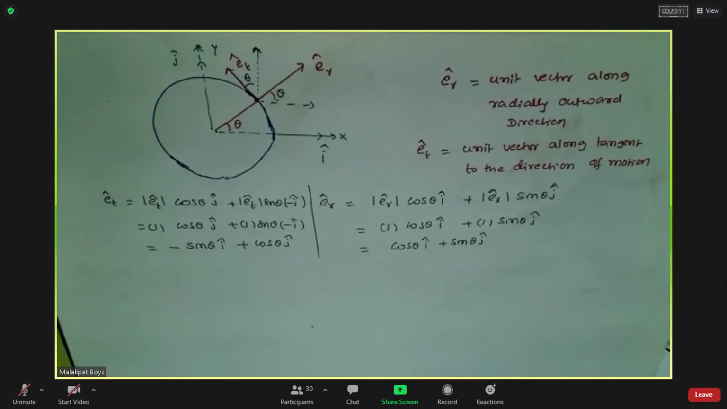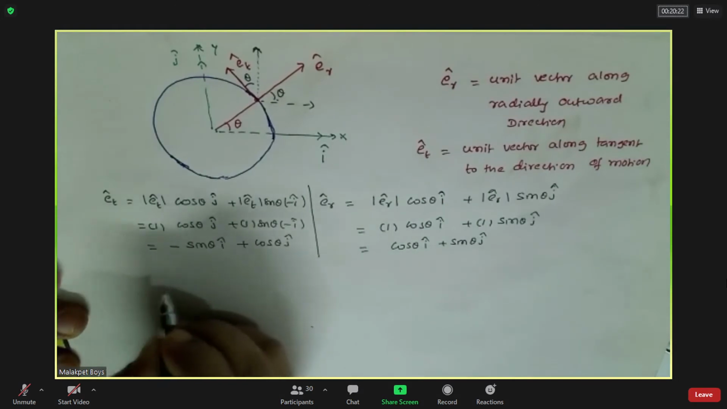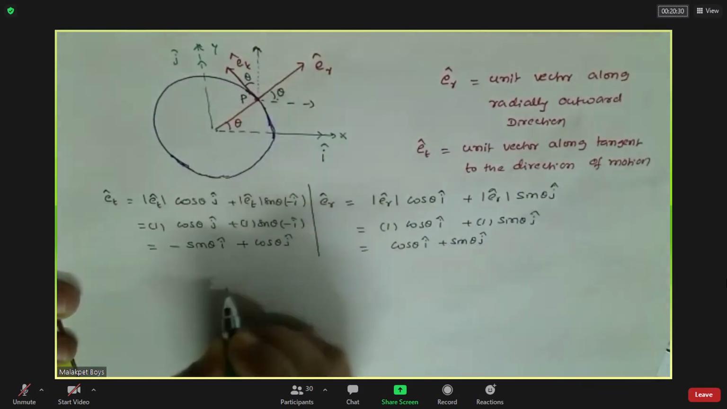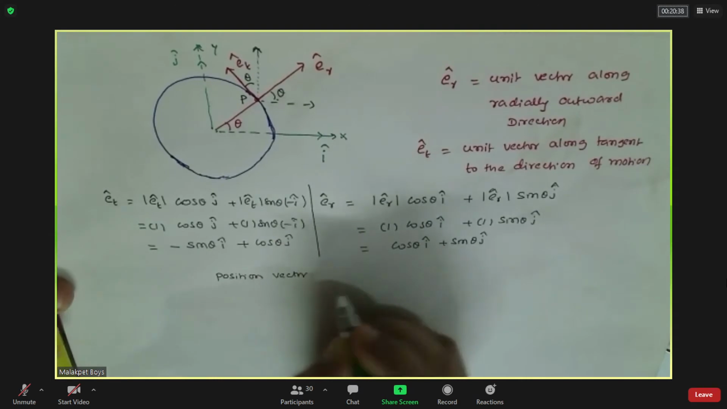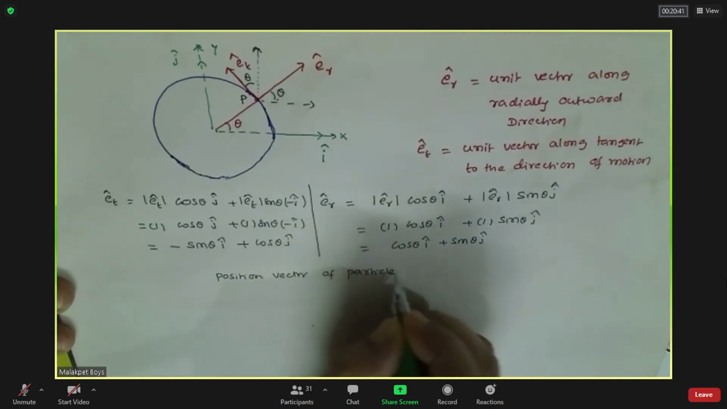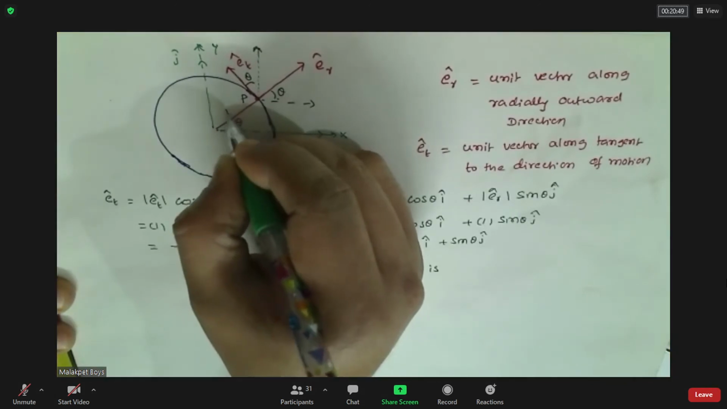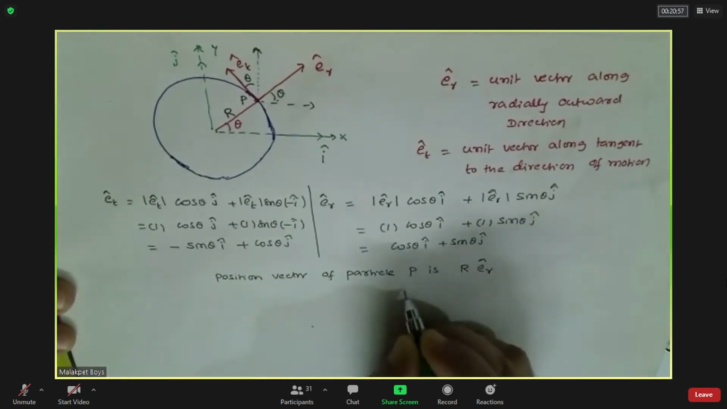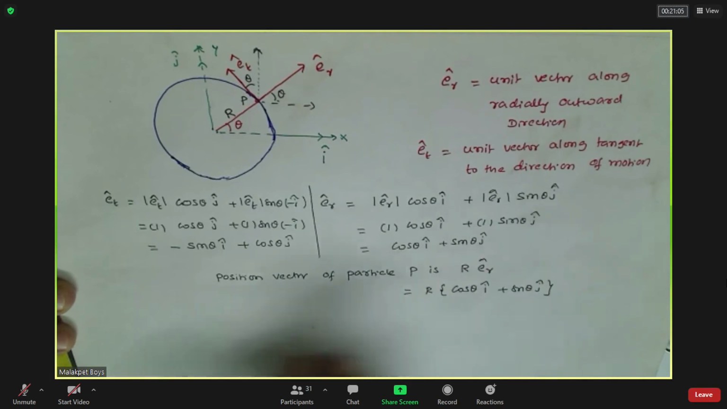So we have two unit vectors, they are only meant for giving direction, there is no other use for that. Understood this or not? Hello. Now using this we can see the velocity and acceleration. For example, how to get the radius vector or position vector of particle? So this is a particle P, position vector of particle P is, see, is the radius, no? Radius is r, in which direction? r along er cap, that is nothing but, what is er cap? cos theta i cap plus sin theta j cap.